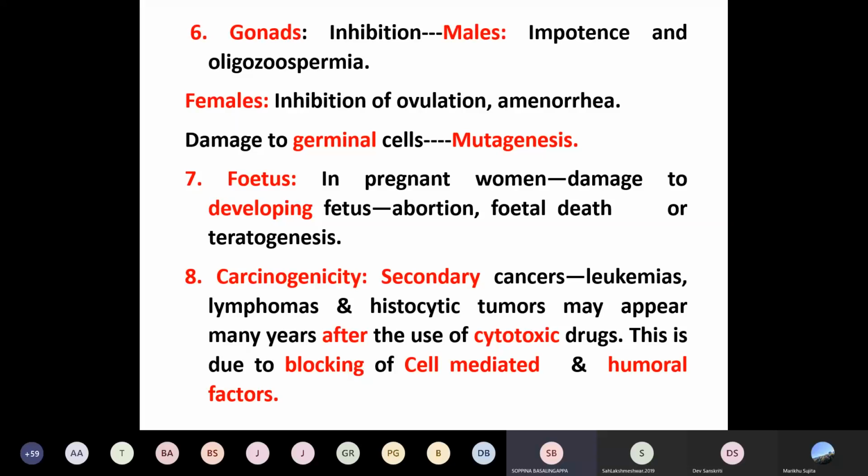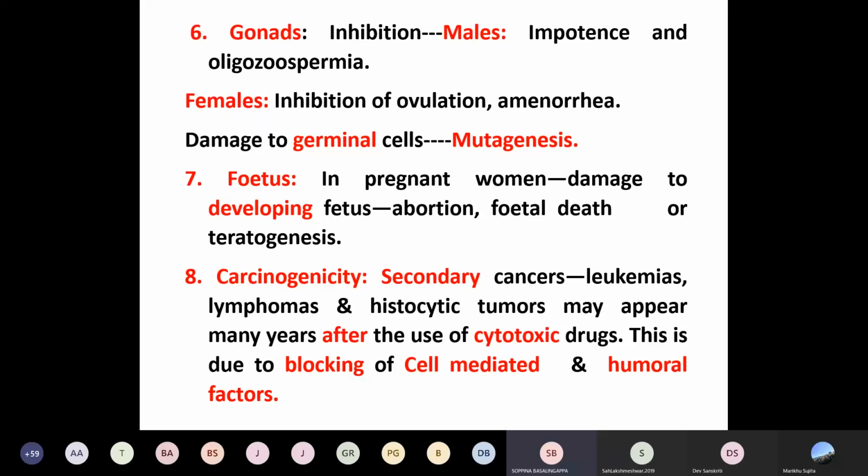Next is carcinogenicity. What do you mean by that? You are treating the cancer. Can you see the slides? Yes, sir. Okay. So your aim is to treat the cancer. Then how is that carcinogenicity? No doubt you are treating the cancer, but these drugs can cause some other cancers in some other organs. So we call this a secondary cancer, like leukemias, lymphomas, histiocytic tumors.